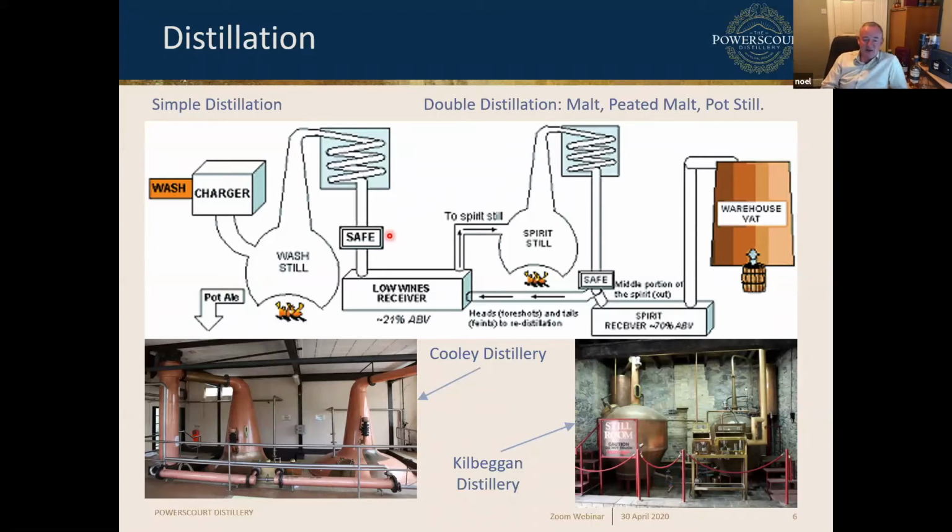And it also helps you to check the alcohol strength of the distillate that's coming across, because when you get towards the end of distillation, you don't want to distill just water, because that would be totally not what you want in your spirit. So your low wines receiver, we call this low wines, and typically on a wash distillation of 8% or 10% alcohol, you'll end up with a 20-21% alcohol content in your low wines.